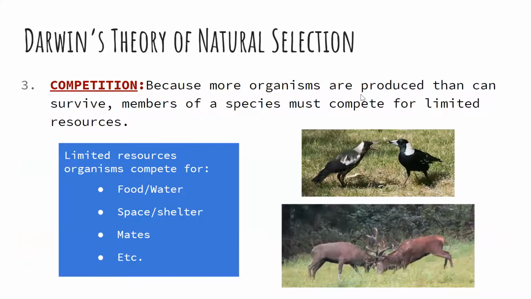The third principle that Darwin's theory of natural selection entails is competition. Because there are more organisms that are produced than can survive, members of a species end up competing for limited resources like food and water, space and shelter, and even mates. It's all about the survival of the fittest.